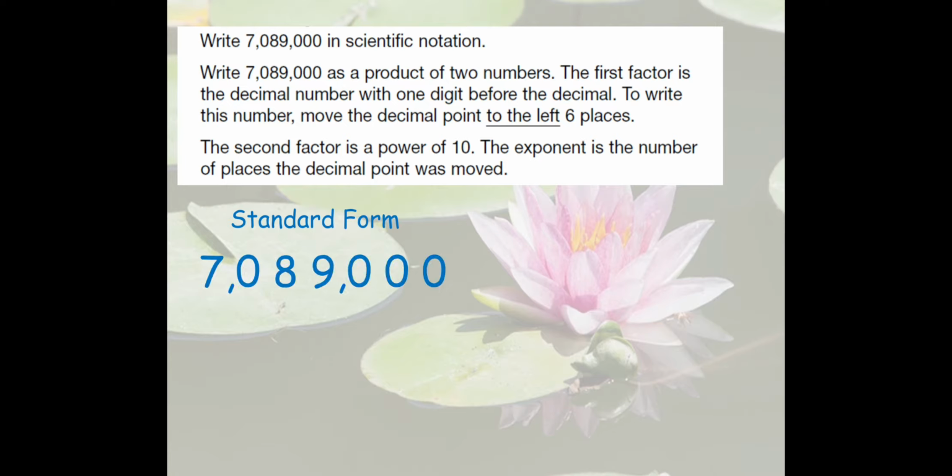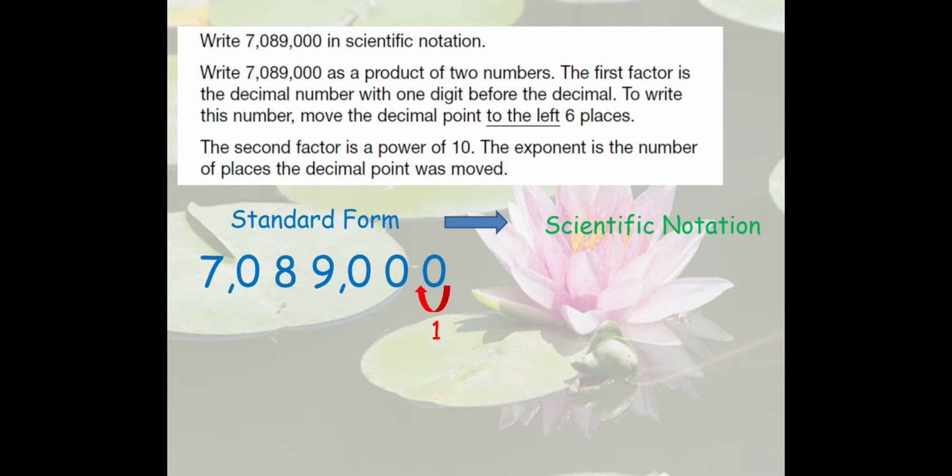So we have here standard form, 7,089,000. Now we need to write it in scientific notation. As we said, when we change a number in standard form into scientific notation, we can only have 1 digit in the ones place, and everything else has to be after the decimal point. Here there is no decimal point, so we place the decimal point after the last 0. And we will move backwards as shown.